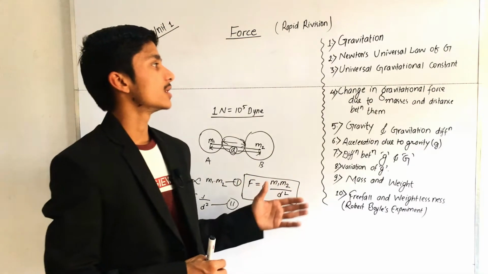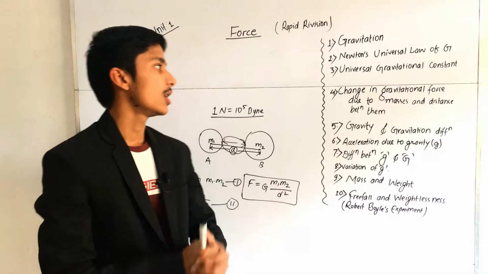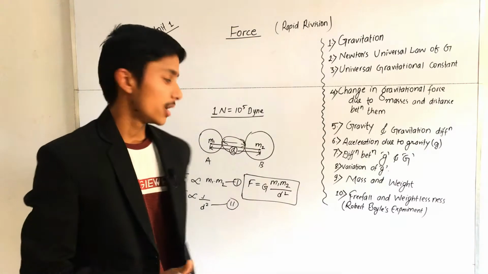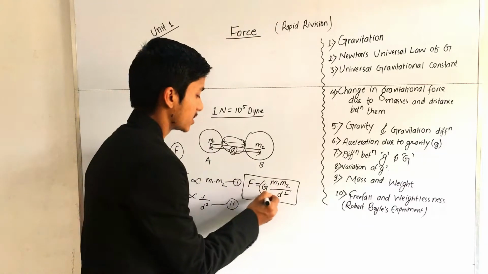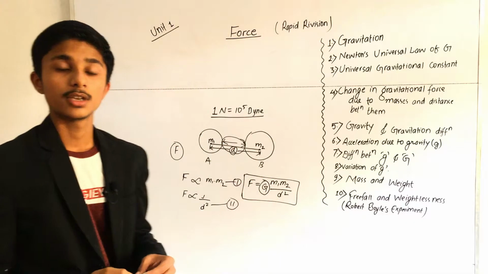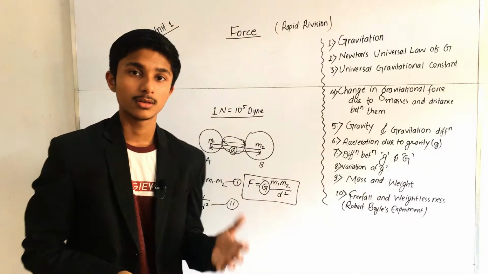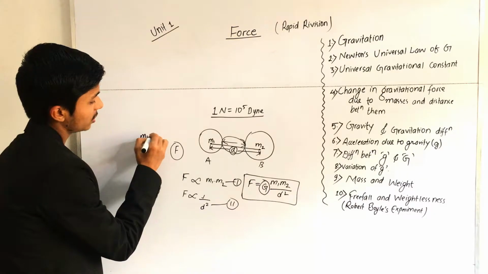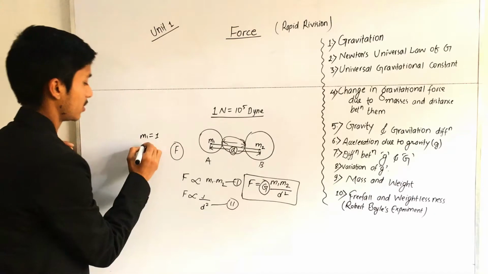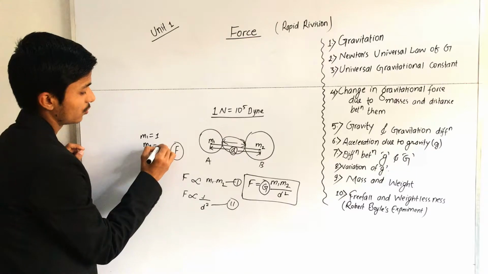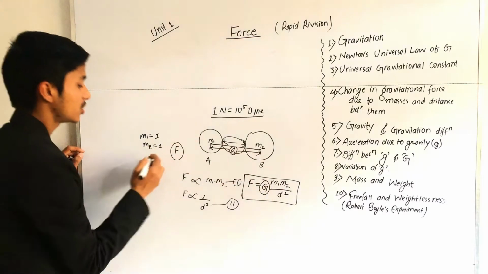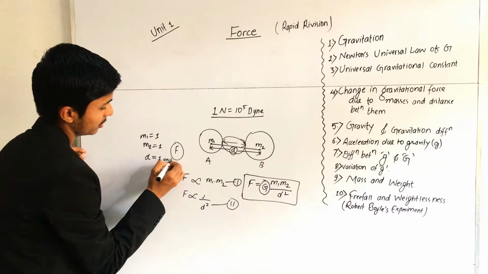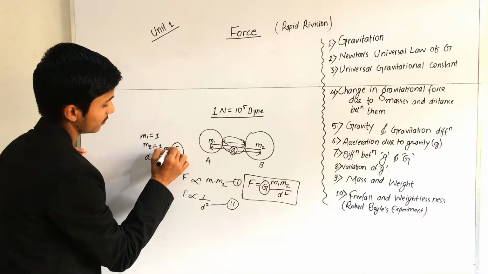Now we go to our next topic, that is the universal gravitational constant. Here G is the universal gravitational constant. It means, suppose m1 is equal to 1, m2 is equal to 1, and the distance between these two bodies is equal to 1 unit. These are all in unit.